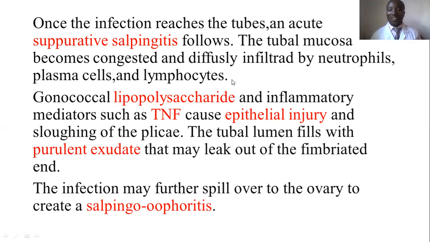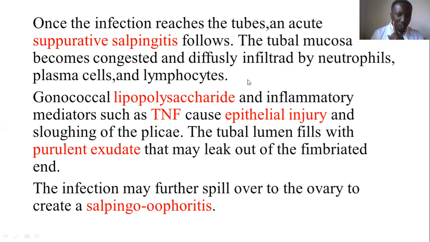Okay, back to our medicine. So, suppurative salpingitis follows. The tubal mucosa, you know the meaning of mucosa at this point, becomes congested and is diffusely infiltrated by neutrophils. Neutrophils are a category of white blood cells, then also plasma cells and lymphocytes. All these are examples of white blood cells.